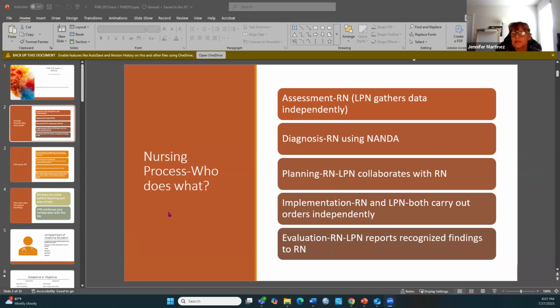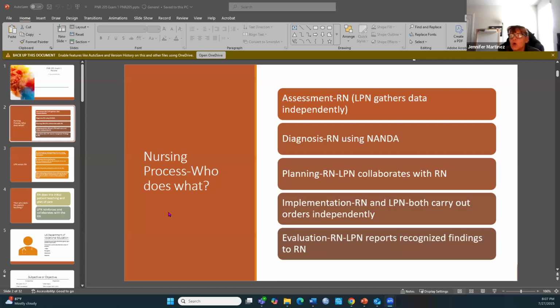All right, so nursing process. Remember back in week one, we talked about the nursing process, who does what. Assessment, right? The RN does the assessment, LPNs gather data independently. The NANDA diagnosis is done by the registered nurse. Planning is done with the RN and LPN collaboratively. Implementation, both can carry out orders independently, and evaluation, right? LPNs report back to the RN.